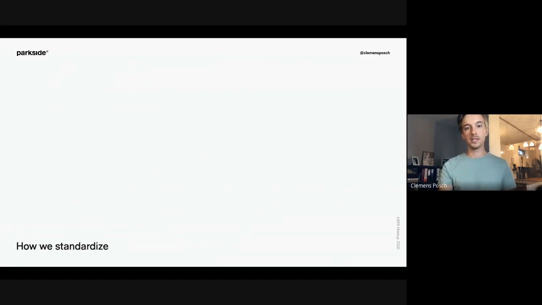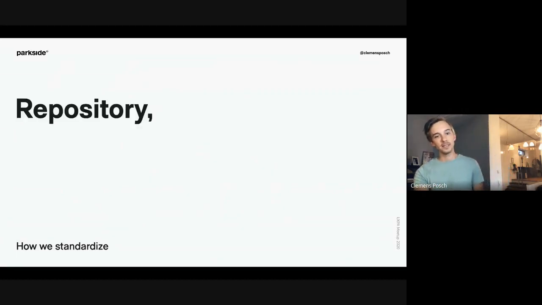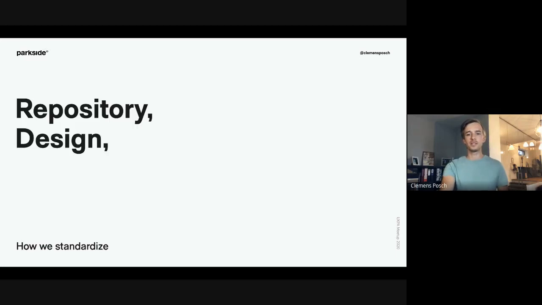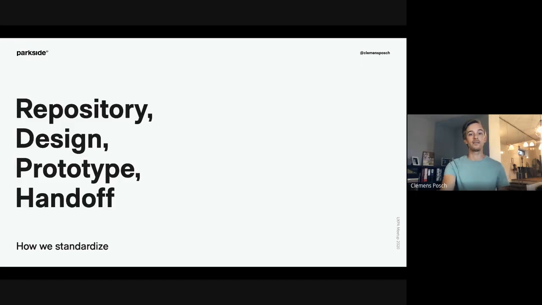First one is a repository. It's a design system or central hub for all of our design work. We need tools and methods for designing itself, of course. How things look and work. We need to look at how things interact, so to prototype. And we need tools for handoff, so supporting your team's transition from design to engineering. So let's begin with the first one, a repository.